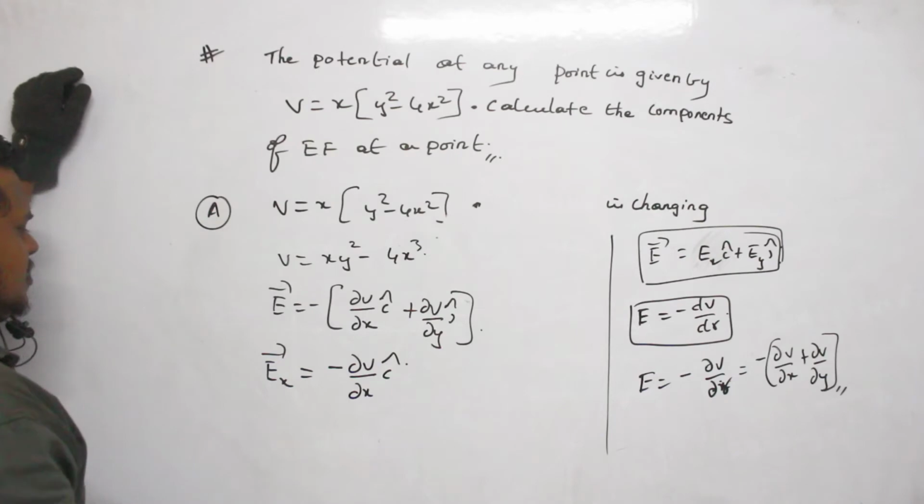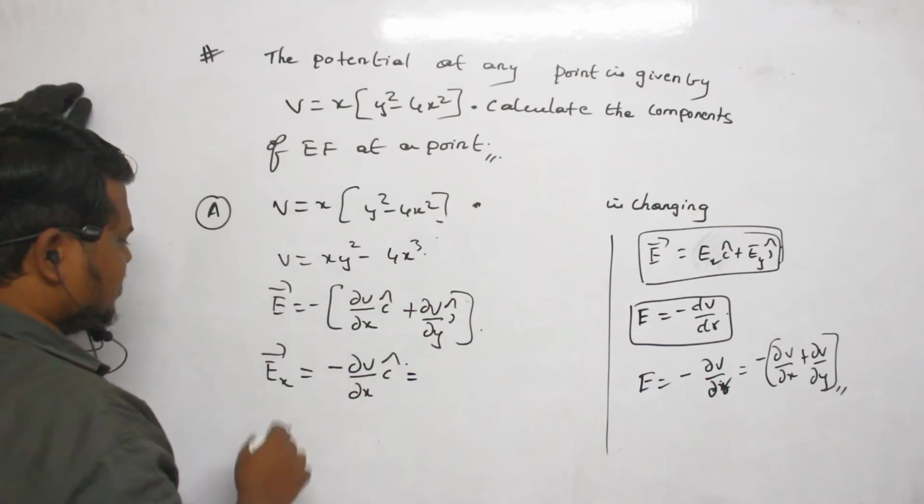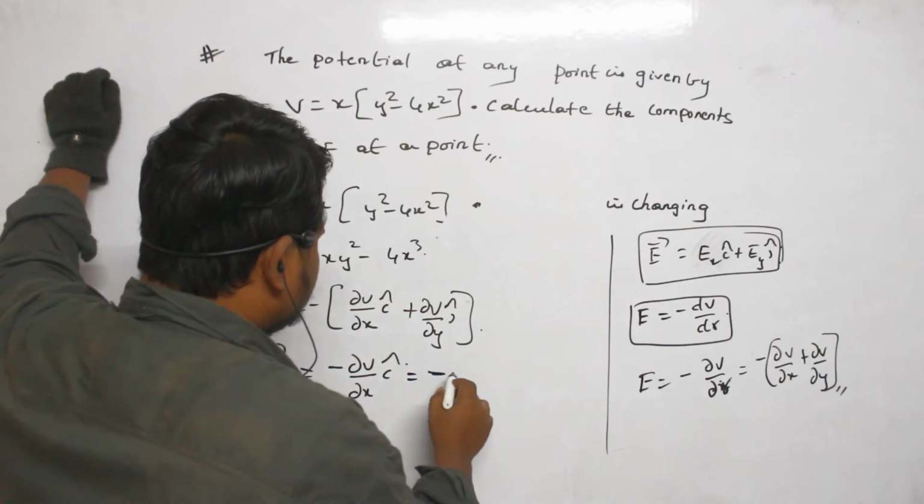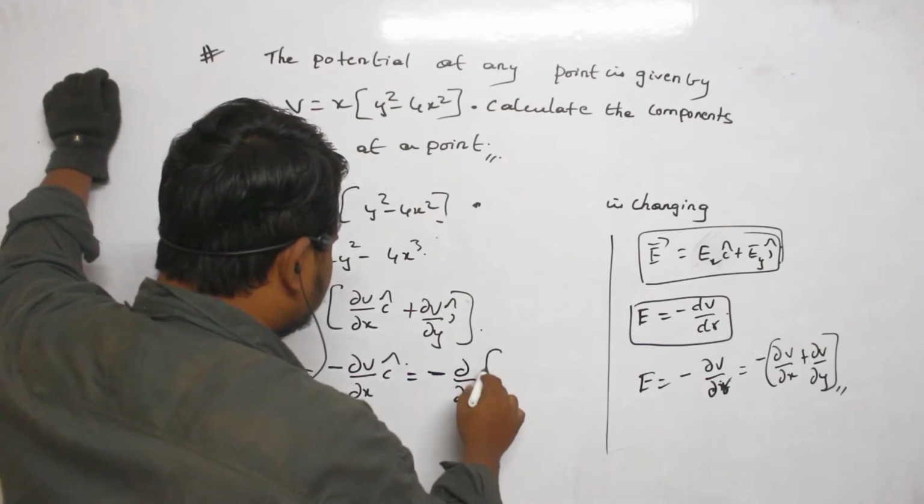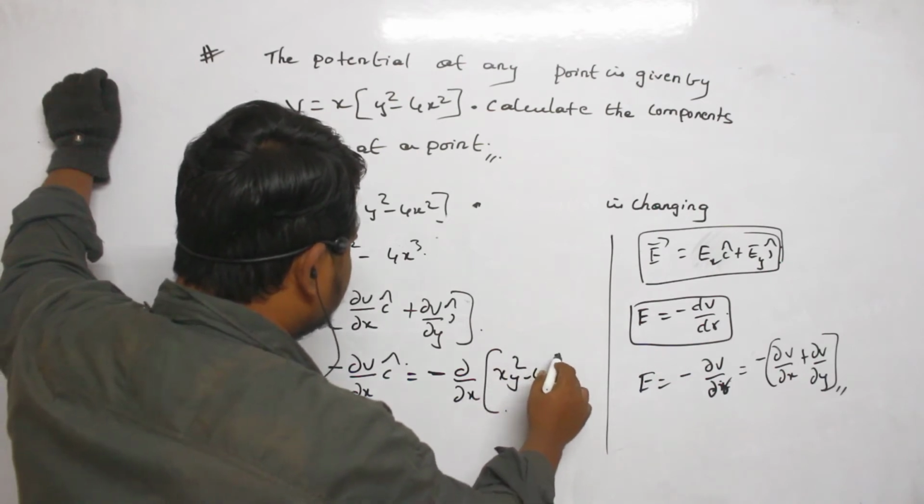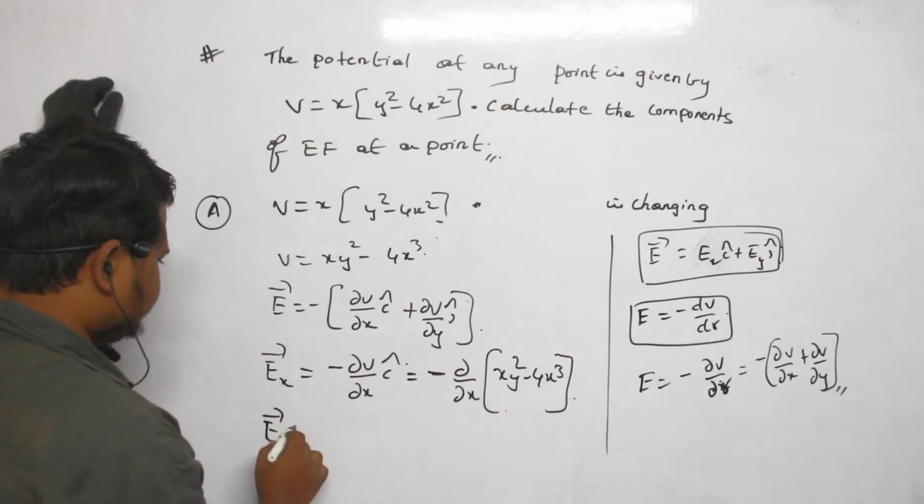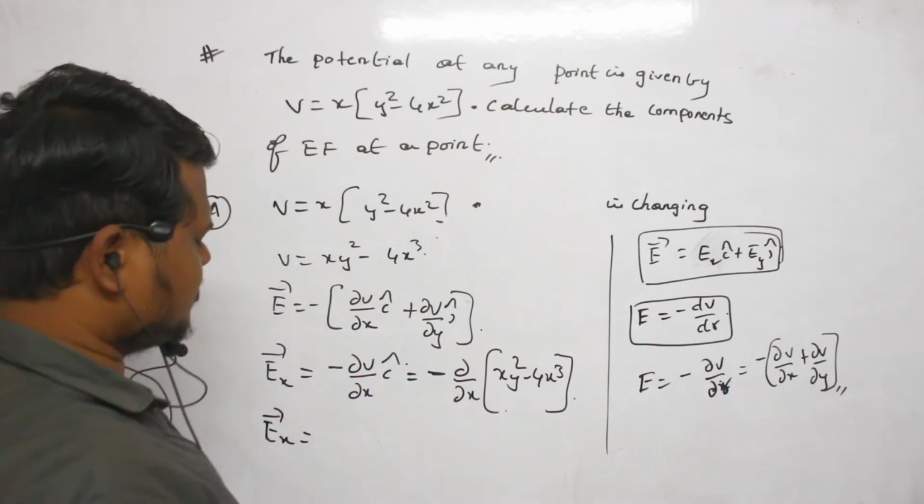Clear now? So therefore, we are supposed to do partial differentiation of the total potential with respect to x here. So minus of dou by dou x of, now what is the total potential? xy square minus 4x cube. Clear? Now can you say what is the meaning of partial differentiation? Partial differentiation means what?